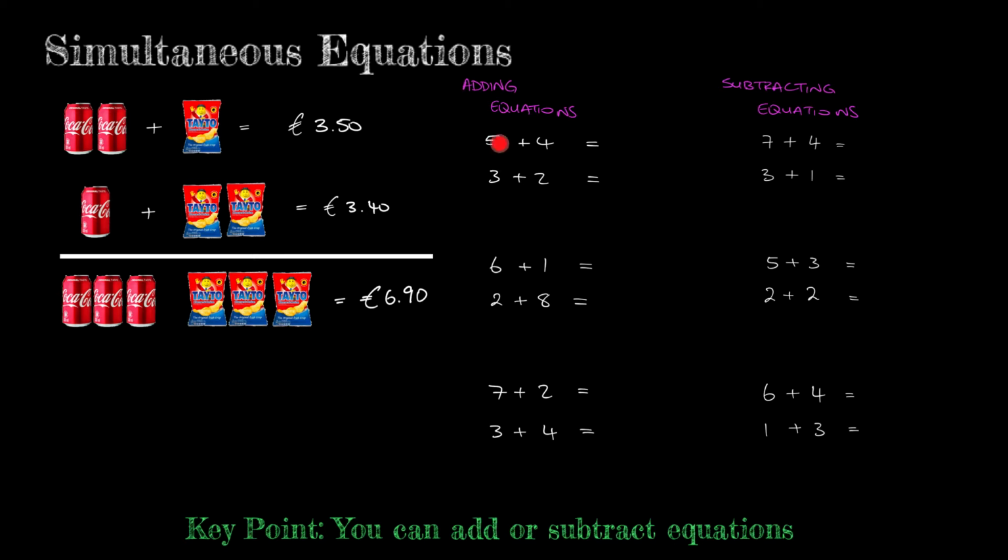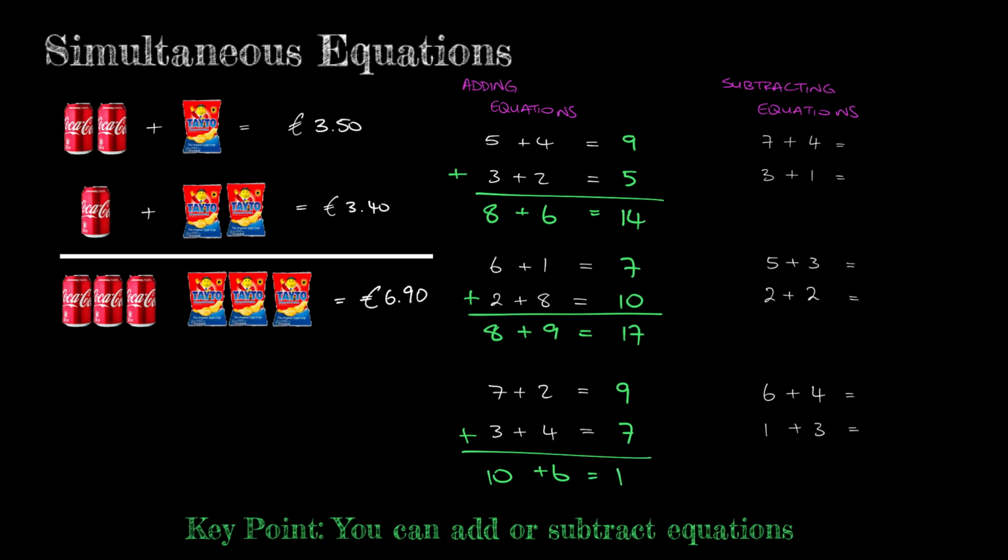All I'm trying to emphasize here is that I'm able to add and subtract equations. So I'll do the same with this one here. 7 plus 2 will give me 9. 3 plus 4 will give me 7. And if I was to add my equation, 7 plus 3 will give me 10. 4 plus 2 will give me 6. 7 plus 9 will give me 16. And obviously 6 and 10 is 16. Okay, so from this, you should be able to understand that we can add equations.